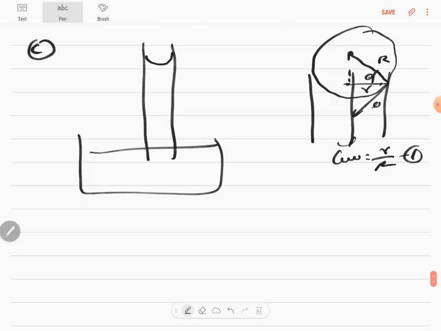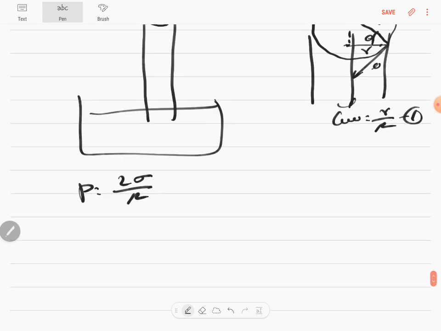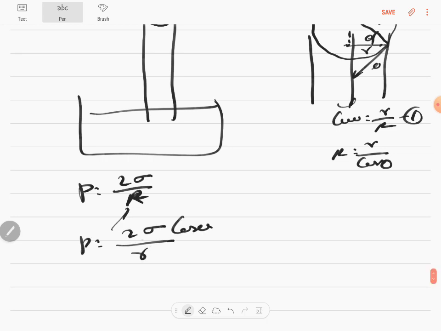You know the excess pressure inside a bubble, as in a liquid droplet, is 2 sigma by R. You should know this formula. Here R is the radius of the sphere, and R is equal to small r by cos theta if you cross multiply. Substituting that, the excess pressure is 2 sigma cos theta by small r.